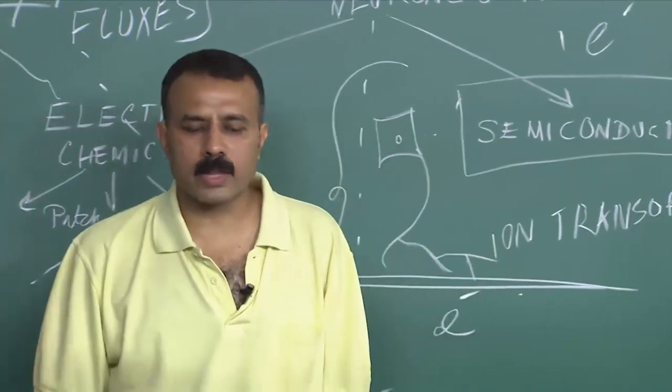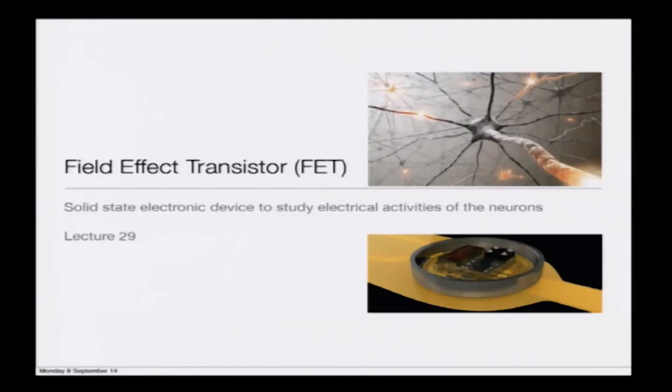This first slide talks about the field effect transistors, in other words, the solid state electronic device to study neuronal activity or the electrical activities of the neurons. I am showing a nice picture of the neuronal network in close proximity, a single neuron with all its processes you could see, and underneath there is a picture of a field effect transistor at very high resolution.